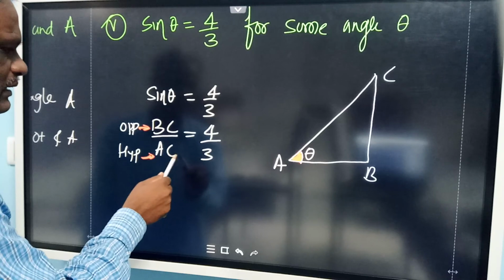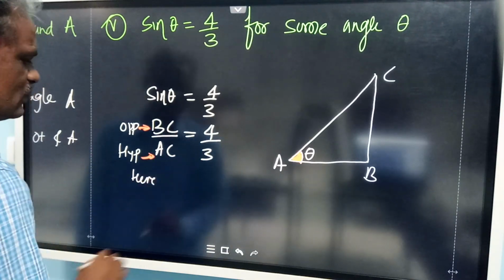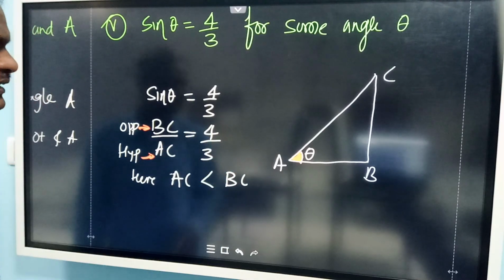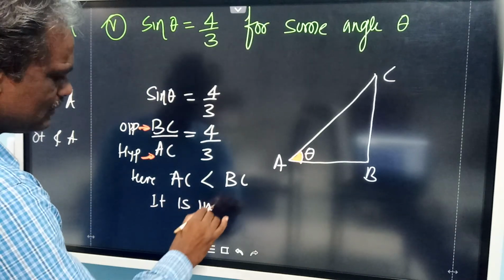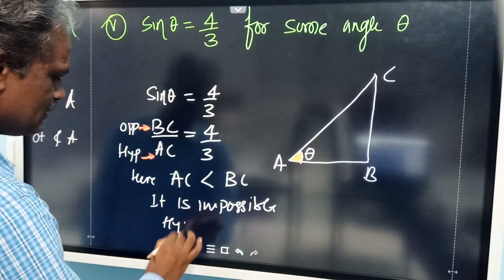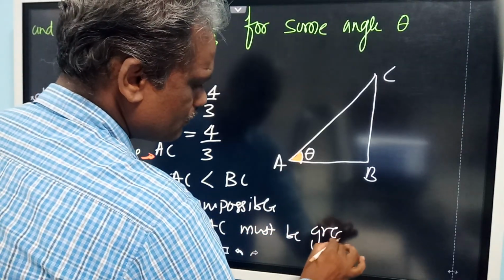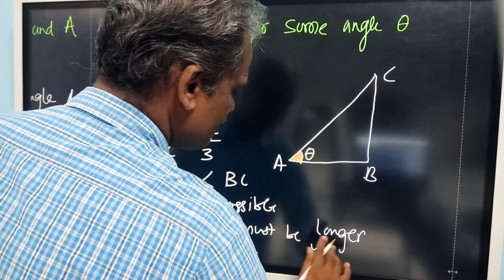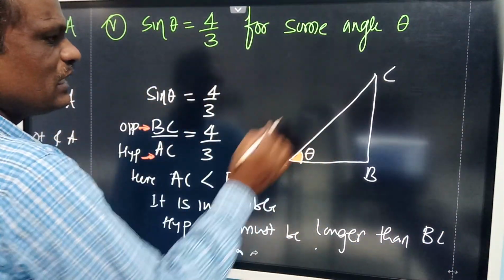Now look at this. Hypotenuse is smaller. So what are you getting here? Hypotenuse AC is smaller than BC because it is 4/3. AC is smaller than BC. So it is impossible, because hypotenuse AC must be greater, or longer, than the opposite side BC. AC must be longer.